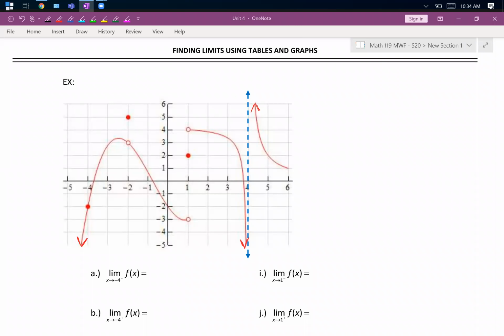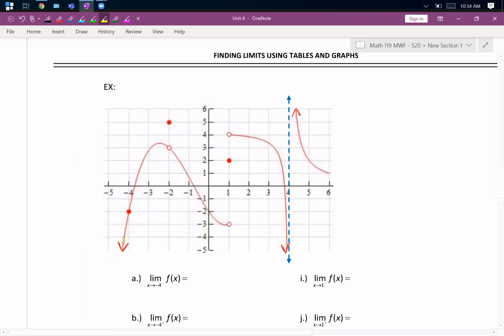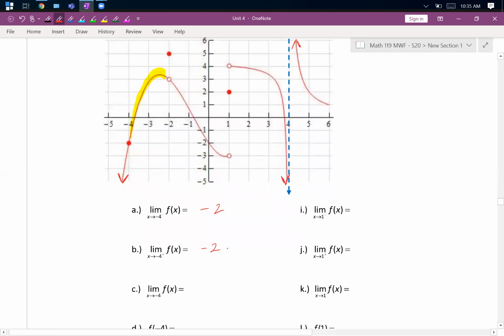All right, so what did you guys get for the limit as x approached -4 from the left? -2. Right, so the y value we're getting close to is -2. Then we need the limit as x approaches -4, but this time from the right. So we're looking this direction. What are we getting close to? -2. Great. So how about the limit then as x approaches -4?